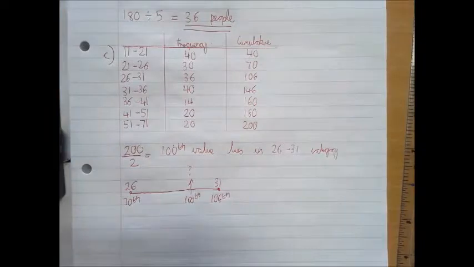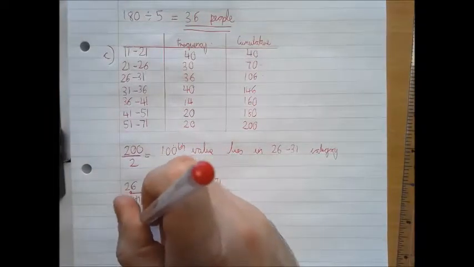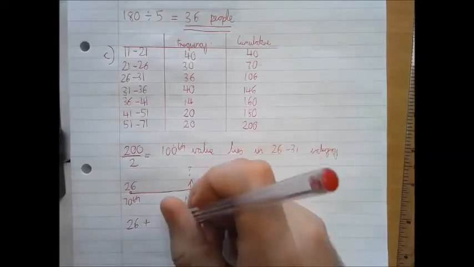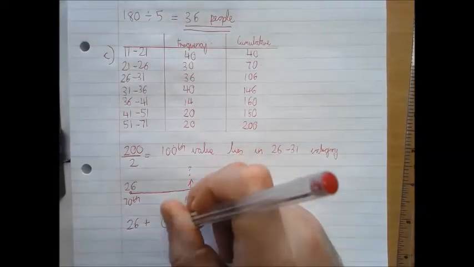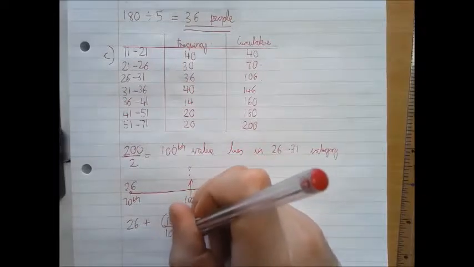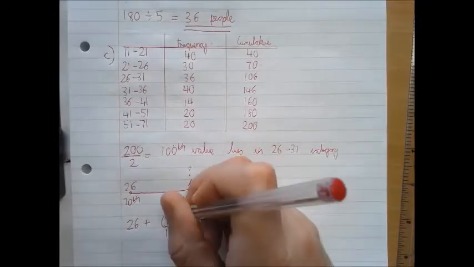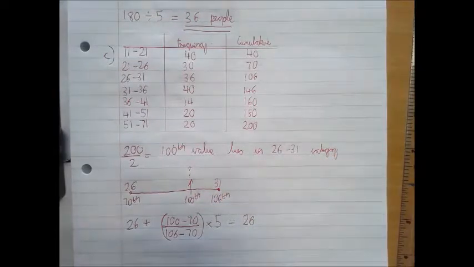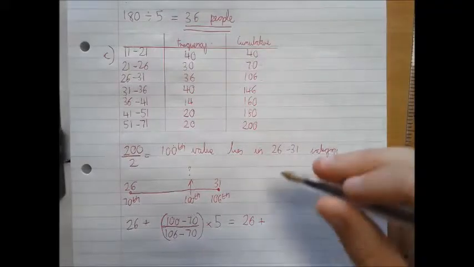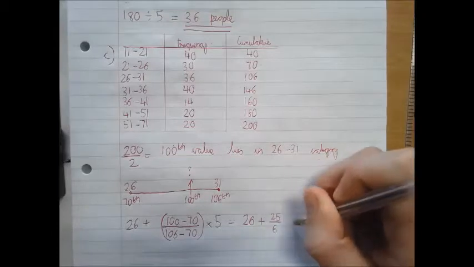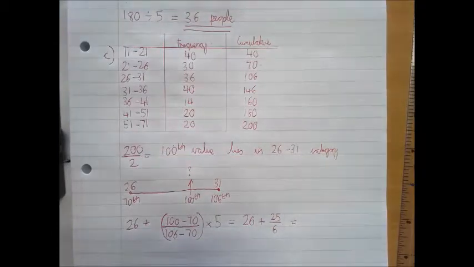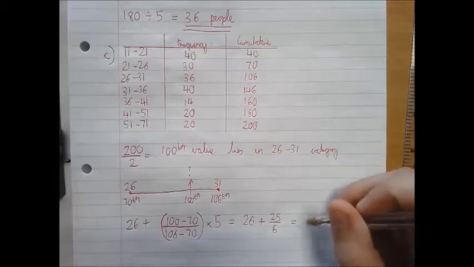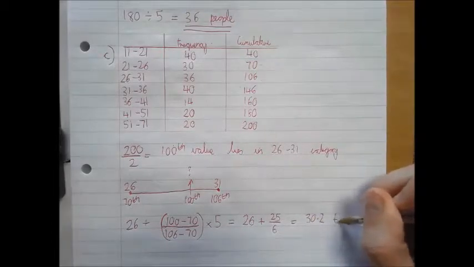So again, the joys of interpolation, we're just going to do 26 plus 100 minus 70 all over 106 minus 70, times by 5, that'll give us 26 plus 6, and that'll give us 30.2 to 3 significant figures.